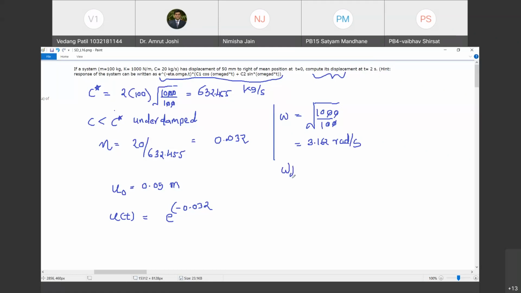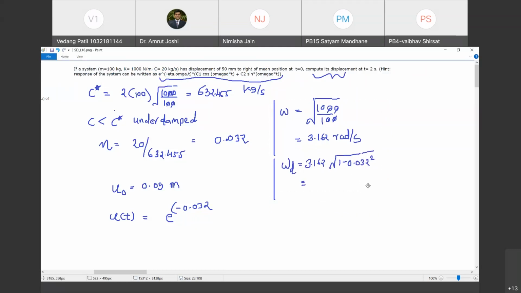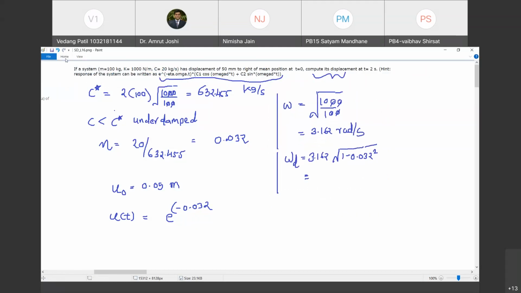Can you compute omega d? It is 3.162 multiplied by the square root of 1 minus eta square, 0.032 square. Can you compute this and tell me how much that is? 3.160. It is going to be very close to omega, but slightly lesser than omega. That's okay. 3.16 is the answer, right? Yes, sir, radian per second.